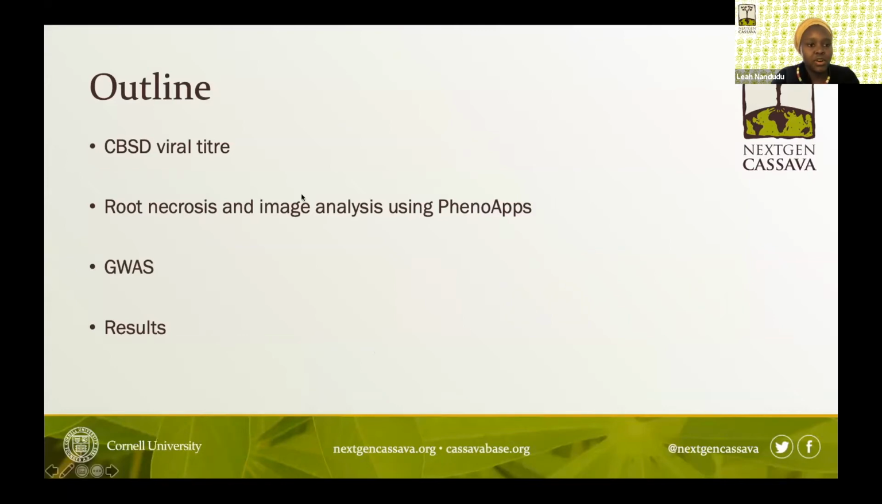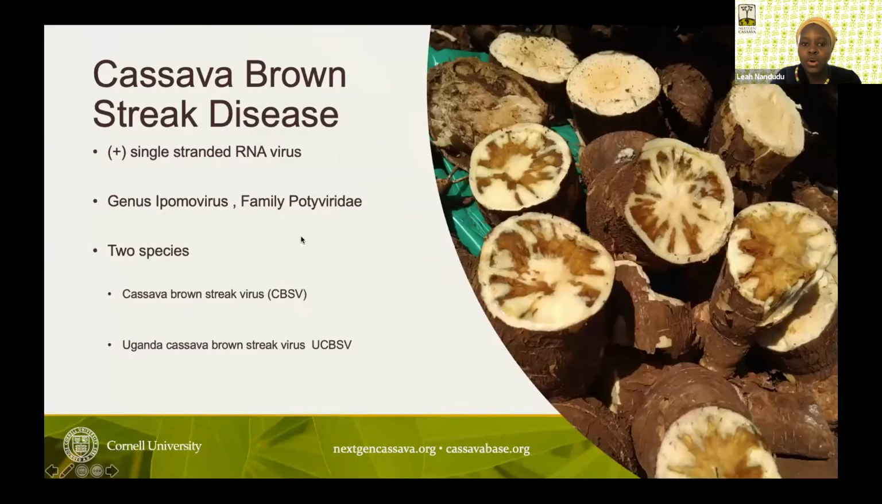I'll talk about CBSD viral titer, root necrosis and image analysis using the Pheno apps, GWAS, and a sneak peek into the results. Cassava brown streak disease is caused by a positive sense single-stranded RNA virus that belongs to the family Potyviridae. We have two species of this virus, the cassava brown streak virus and the Uganda cassava brown streak virus. Both viruses are spread by movement of systemically infected stem cuttings and are also vectored by whiteflies.